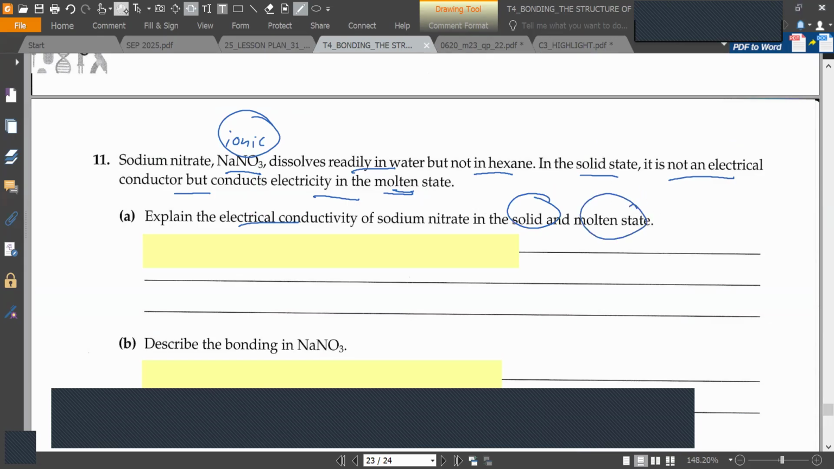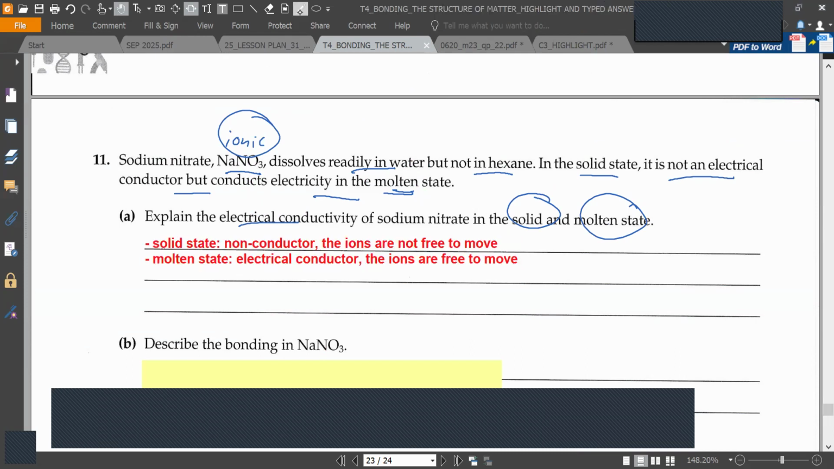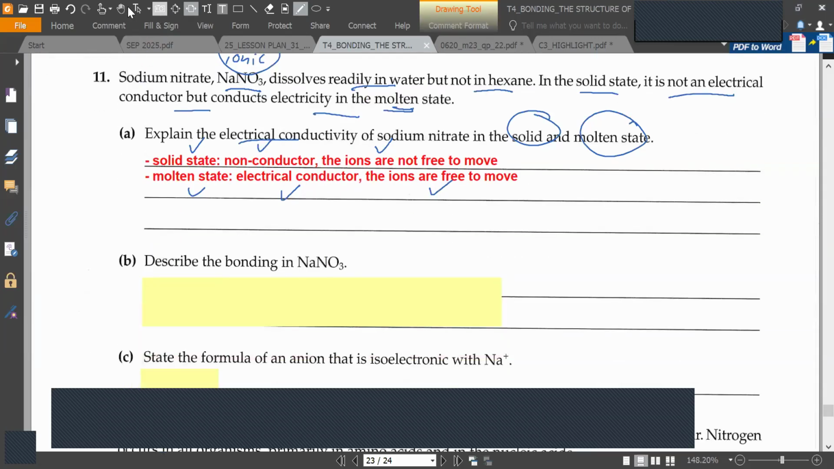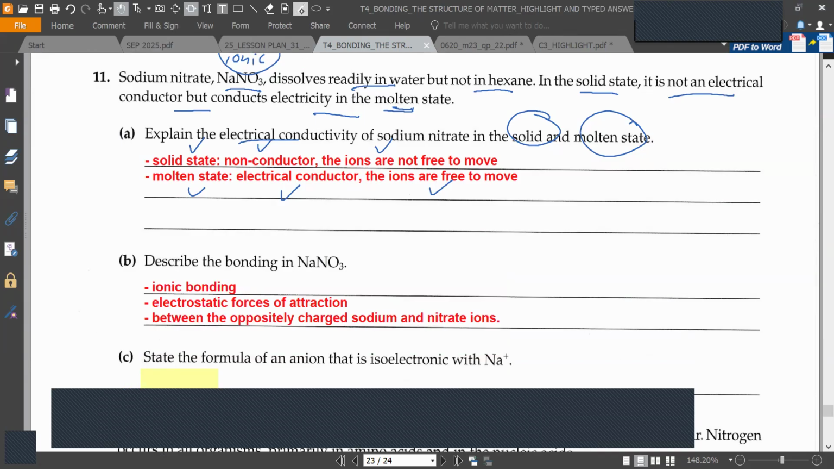So what's the difference there? In solid state, it is a non-conductor because the ions are not free to move. Molten state is an electrical conductor because now the ions are free to move. It's already melted. The bonding in sodium nitrate is ionic bonding, electrostatic forces of attraction between oppositely charged sodium and nitrate ions.